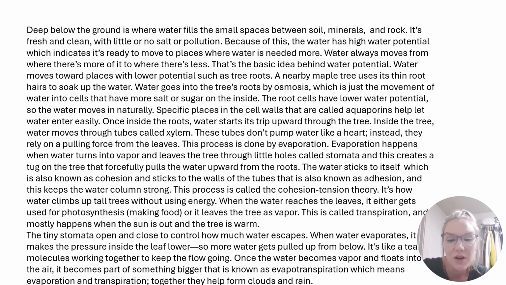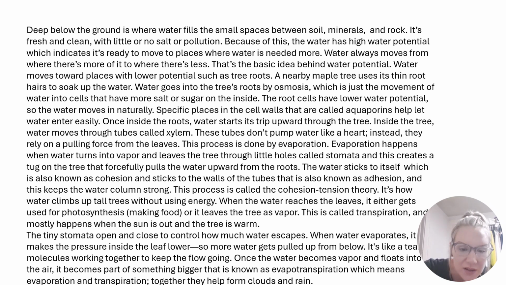And because of this, the water has high water potential, which indicates it's ready to move to places where water is needed more. So really, if one place has too much water and another place does not, that excess water will go to where it's needed. So water always moves from where there's more of it to where there is less. That's the basic idea behind the water potential.